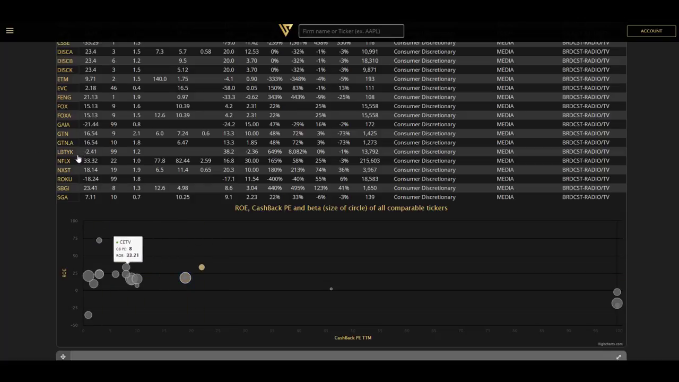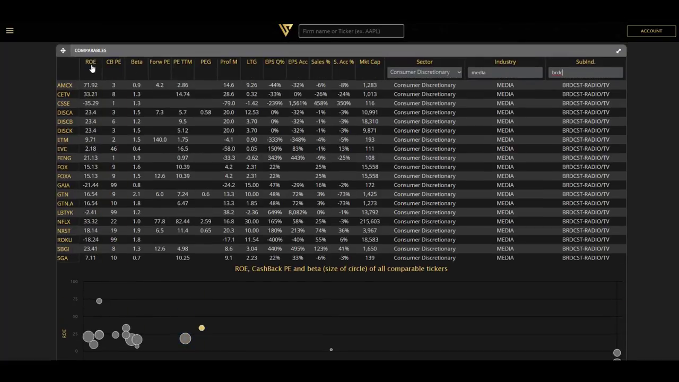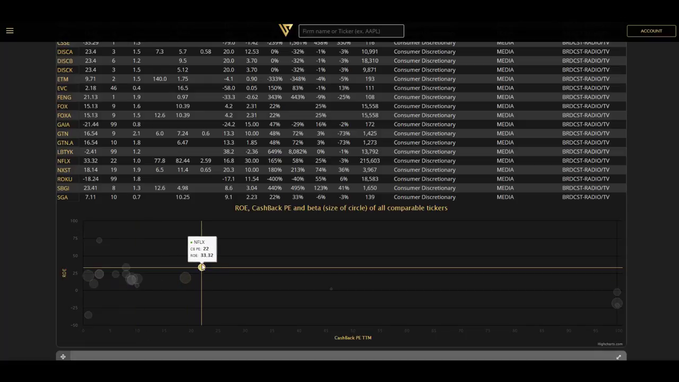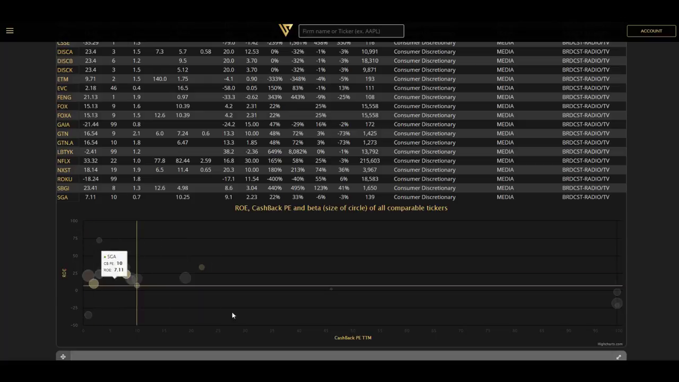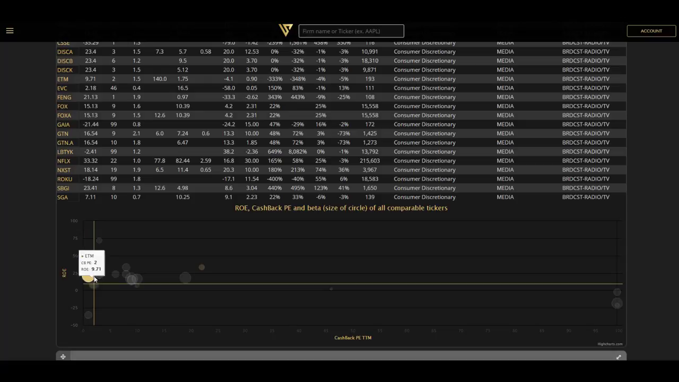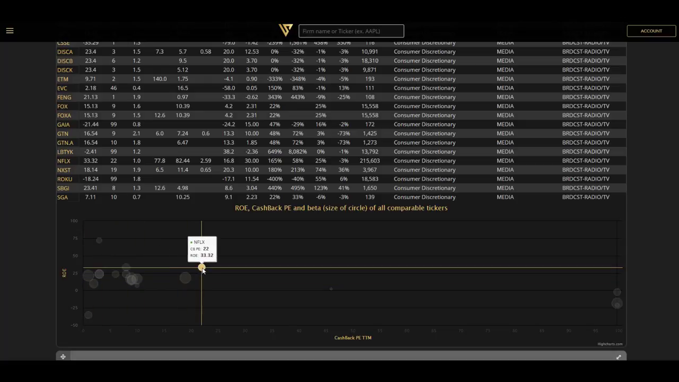The important thing is we're looking at ROE, cashback PE, and beta, right? So beta is the size of the bubble. So Netflix has a fairly low beta compared to the others in the sector. It has a fairly high cashback PE of 22 and an ROE of 33, fairly high as well, actually higher than everyone else. So yes, you're paying a little bit more, but you get more return.